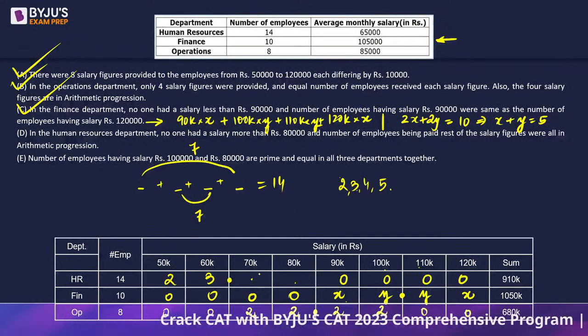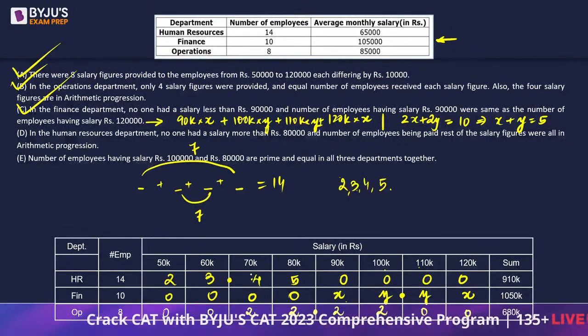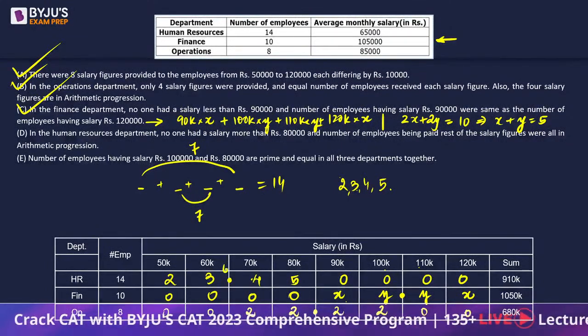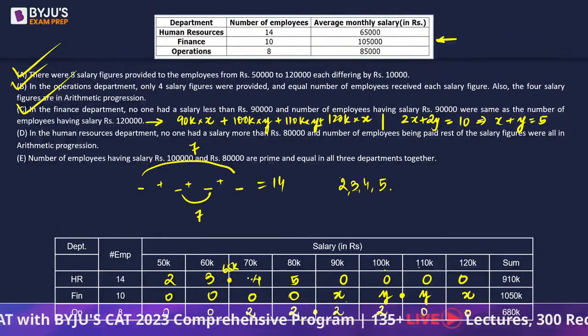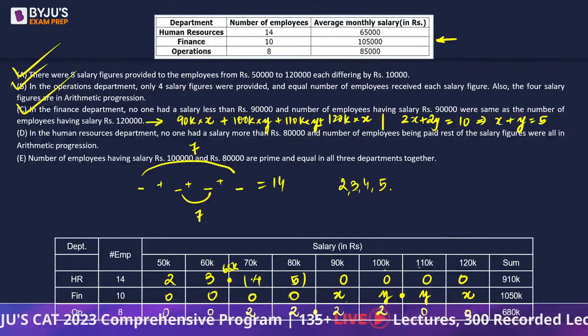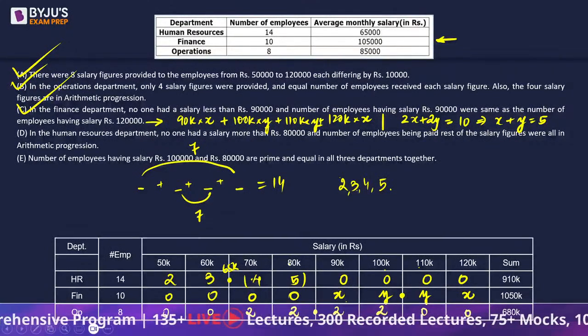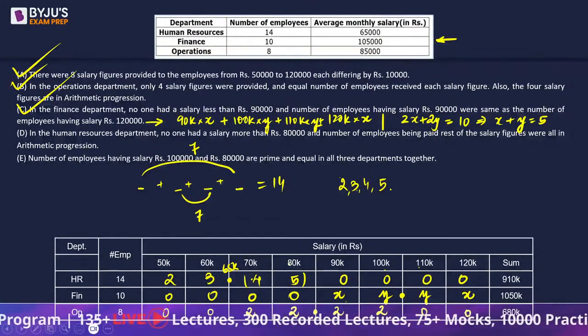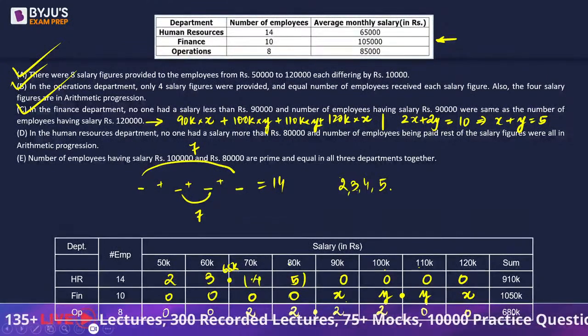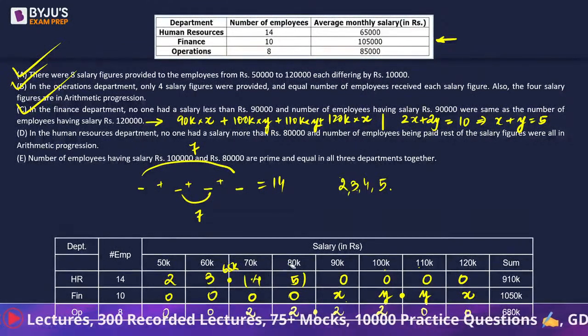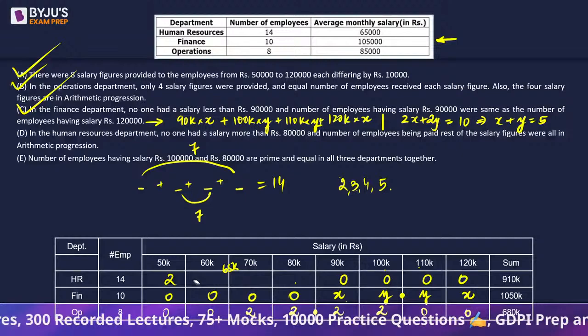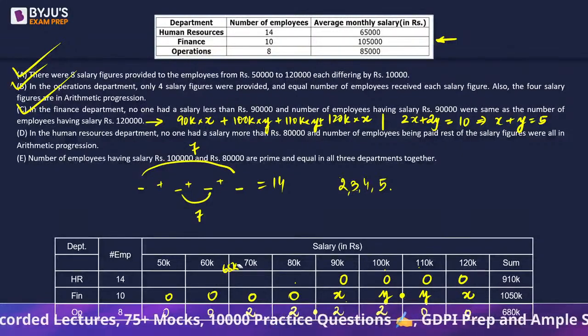Suppose I write 2, 3, 4, 5 here. What we will see is the average is not 65,000. You will see that we have more weightage, or more number of employees, who get higher salary. So the average will be towards 70 or 80, not between 60 and 70, right? So 2, 3, 4, 5 is not going to work. So we need to find out what combination will work.